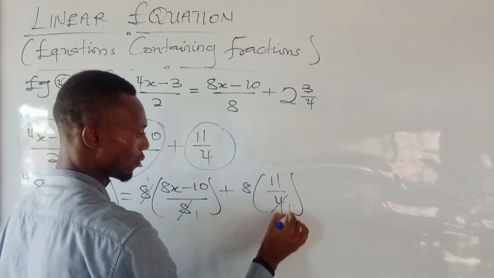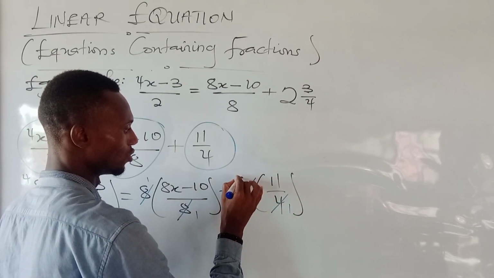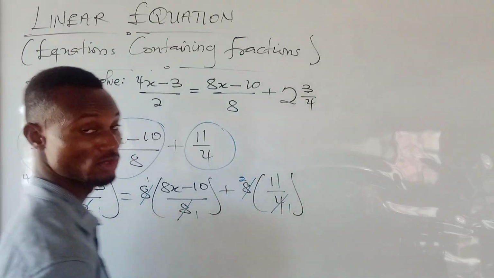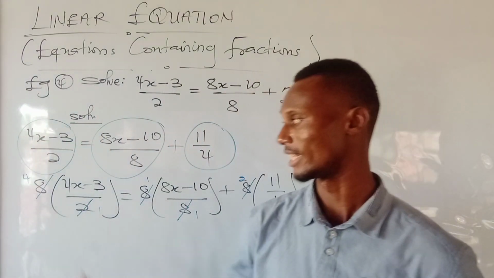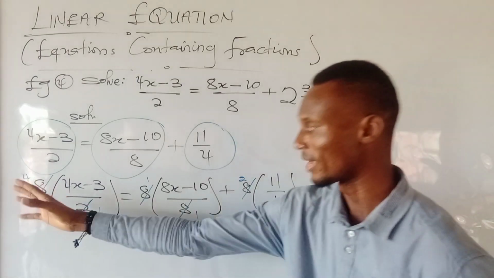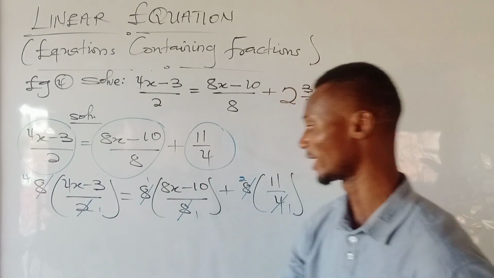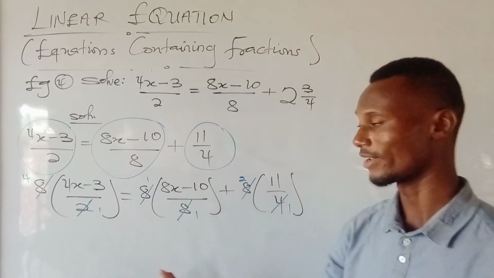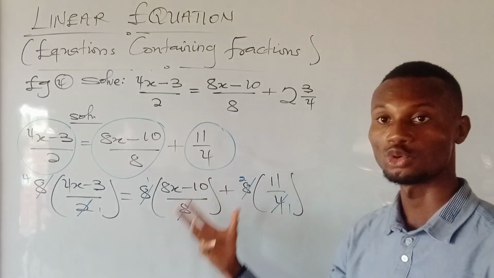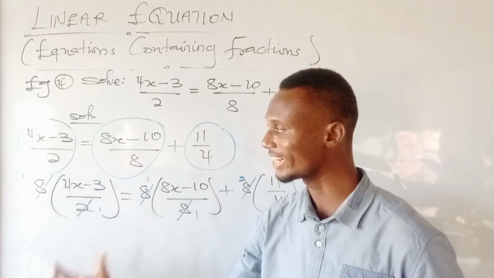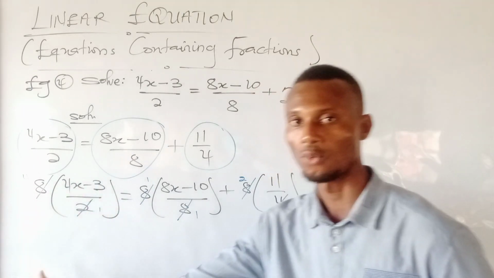So 4 goes here 1, 4 goes here 2. Okay, I hope you agree with me up to this point. All that we did is to reduce the numbers that we have. So this 2 and the 8 we simplify it, this 8 and the 8 we simplify it, and this 4 and the 8 here we simplify it. Now the next thing is to just write down what you have left.